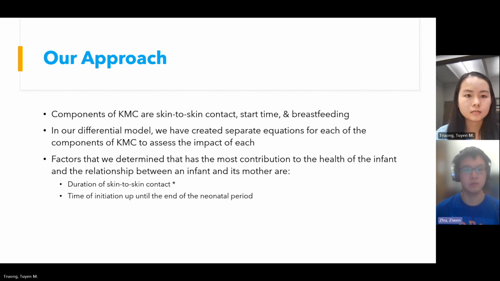So for our approach, we split KMC into three factors that contribute to the final result, which are breastfeeding volume the infant received, skin-to-skin contact time, and duration of the KMC process, also start time. For these three factors, we gathered data separately, thus assessing the impact of each of them. After gathering data and finishing the regression analysis, we found that among the three factors, there are two that are critical to the outcome after the KMC process, which are the time of initiation up until the end of the neonatal period, and the duration of the skin-to-skin contact.